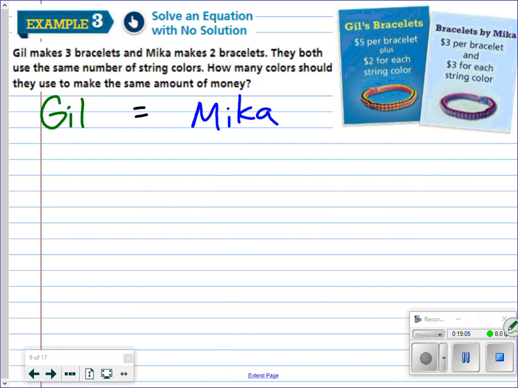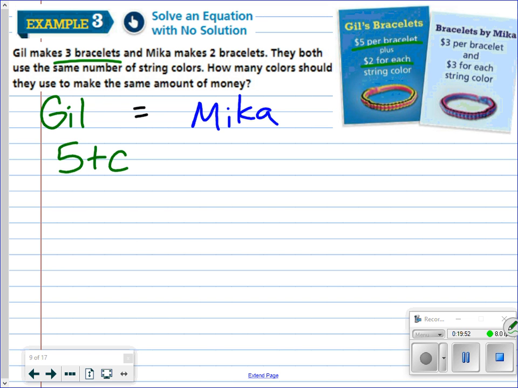All right, it says Gil's bracelets are $5 per bracelet plus $2 for each string color. We also know that Gil makes 3 bracelets, right? So if he's making 3 bracelets, it's $5 per bracelet plus $2 for each string color. Well, we would do 5 because we know that. Do we know how many string colors he has? No, we don't know that. It says that they have the same number, but we don't know how much they have. So we're going to be adding, I'm not going to do S because my S's look like 5, so I'm going to do C.